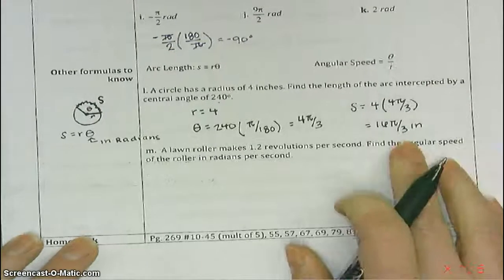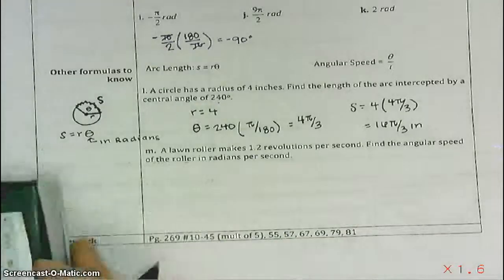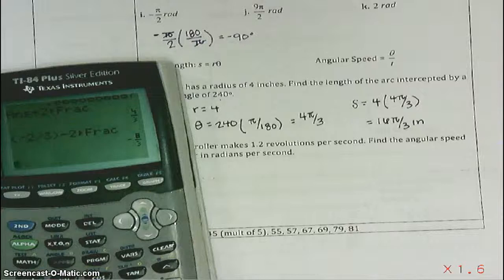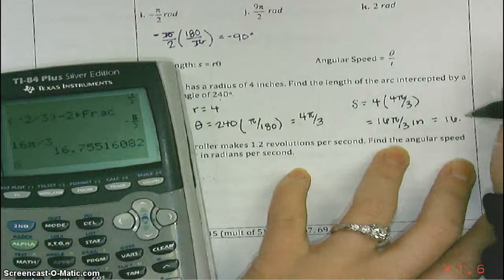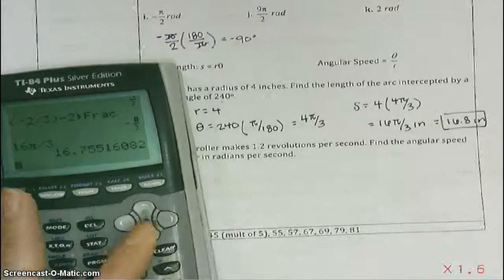inches. Now, saying 16 pi over 3 inches doesn't really give you a good idea, in terms of measuring it on a yardstick or so forth, how long that would be. So let's put 16 pi divided by 3 in our calculator. Our arc length is about 16.8 inches.